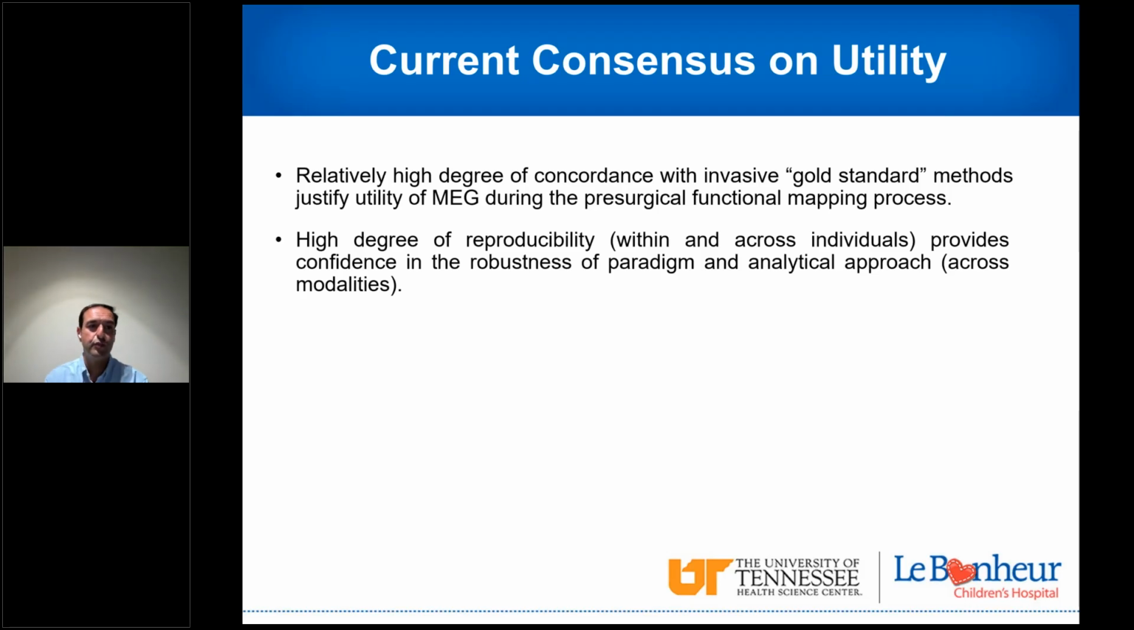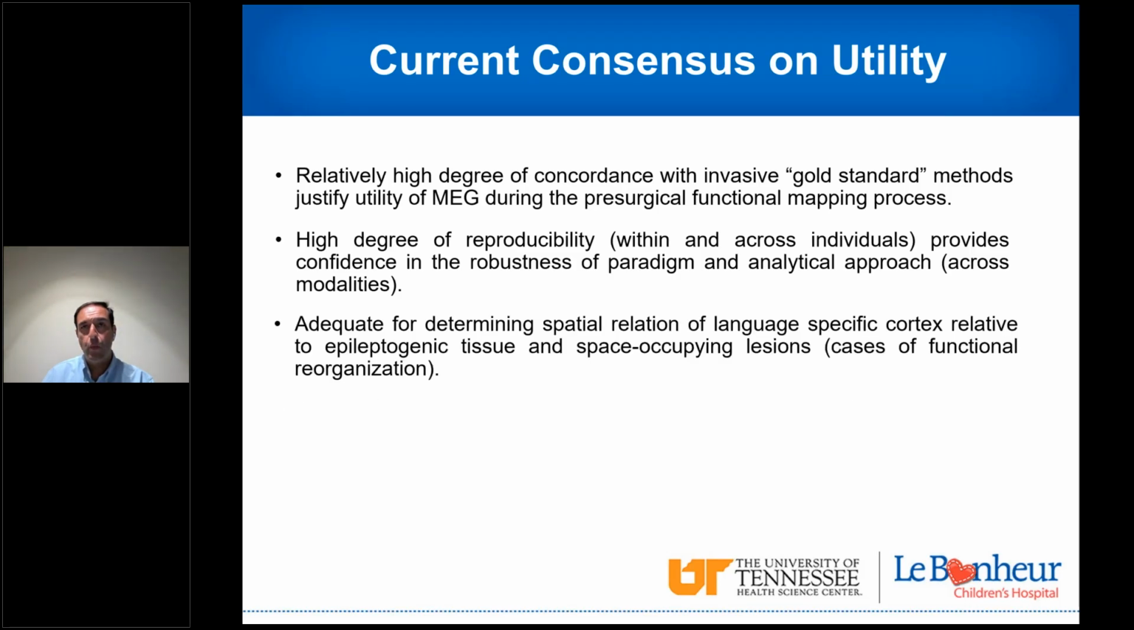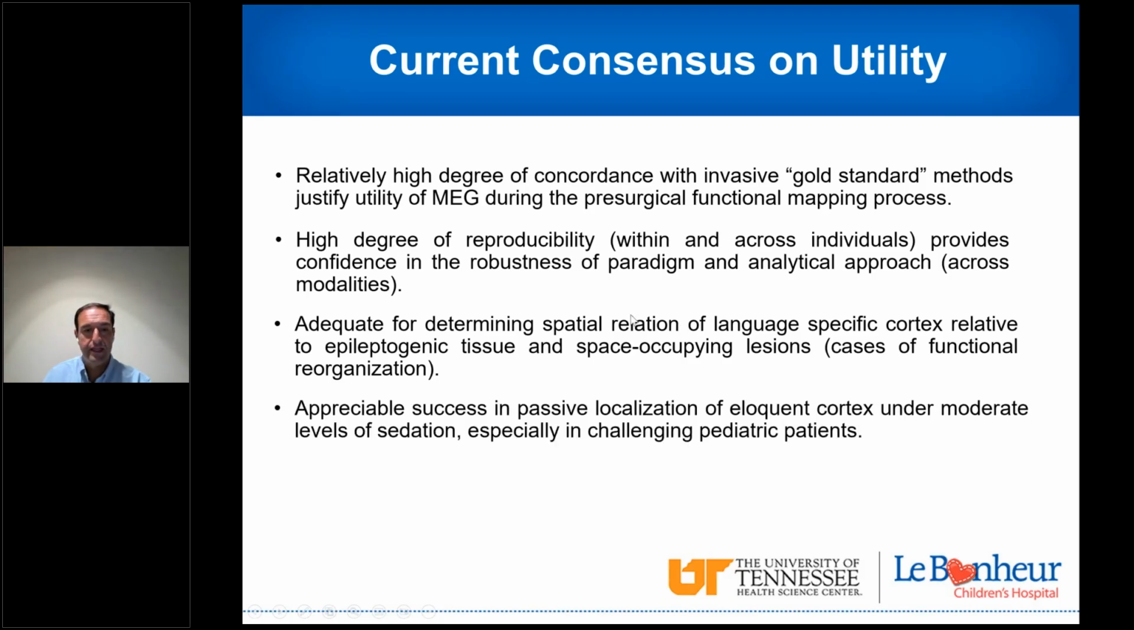The high degree of reproducibility, not just within subjects but across subjects, at least gives us some confidence that there are robust, efficient, and expedient ways of using this paradigm for obtaining meaningful profiles of language and assessing dominance. What's unique, of course, to MEG is being able to use the same modality to localize the irritative zone. We have one approach, at least, where we can co-localize the extent of eloquent cortex relative to epileptogenic tissue or space-occupying lesions using a single modality. And to some degree, we're able to do this passively, particularly in patients who require sedation, where otherwise there's no recourse to performing it any other way.